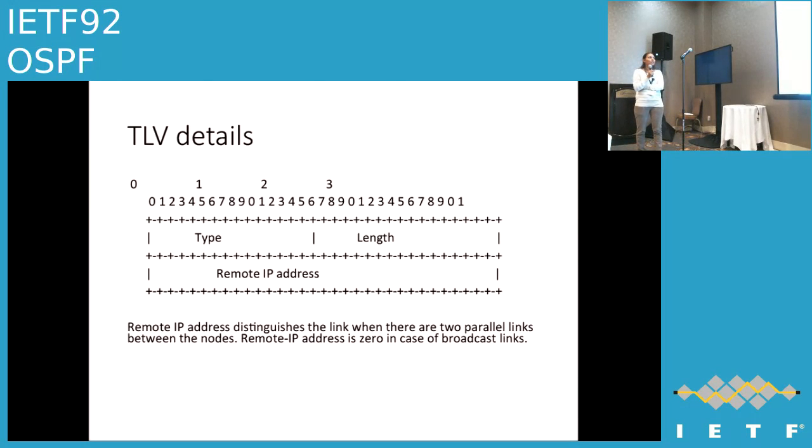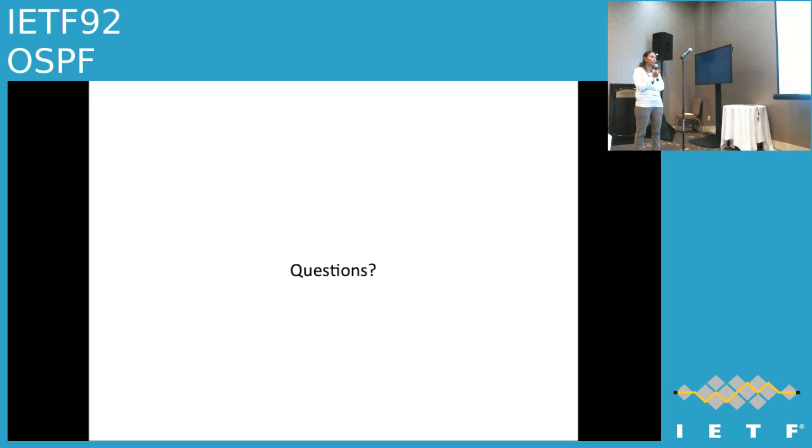So the sub TLV details. This TLV is carried as a sub TLV of the extended link TLV. It has the type, length, and the remote IP address. The remote IP address is needed to identify the link when there are multiple parallel links connecting two nodes, because the extended link TLV just has the link ID and link data. If there are multiple parallel links, with that information you may not be able to distinguish which exact link is going for maintenance. So we have the remote IP address also along with this.